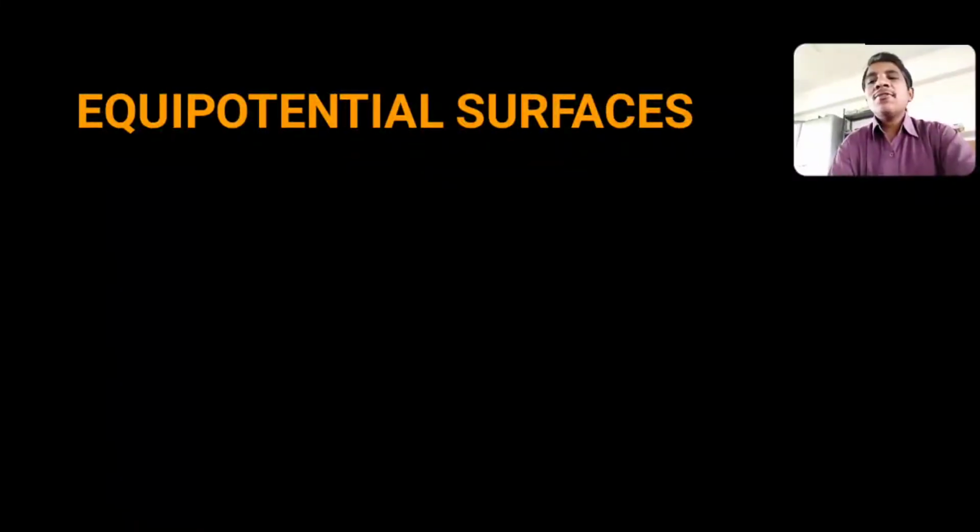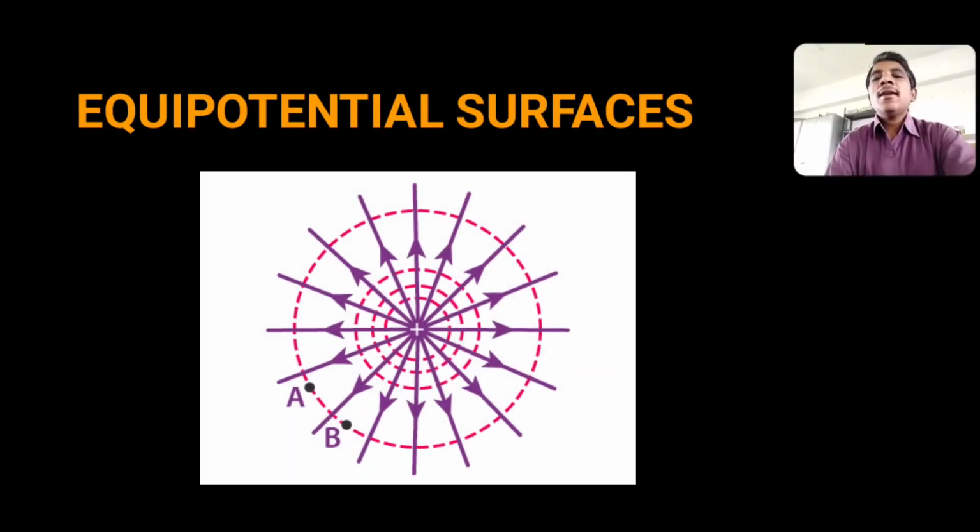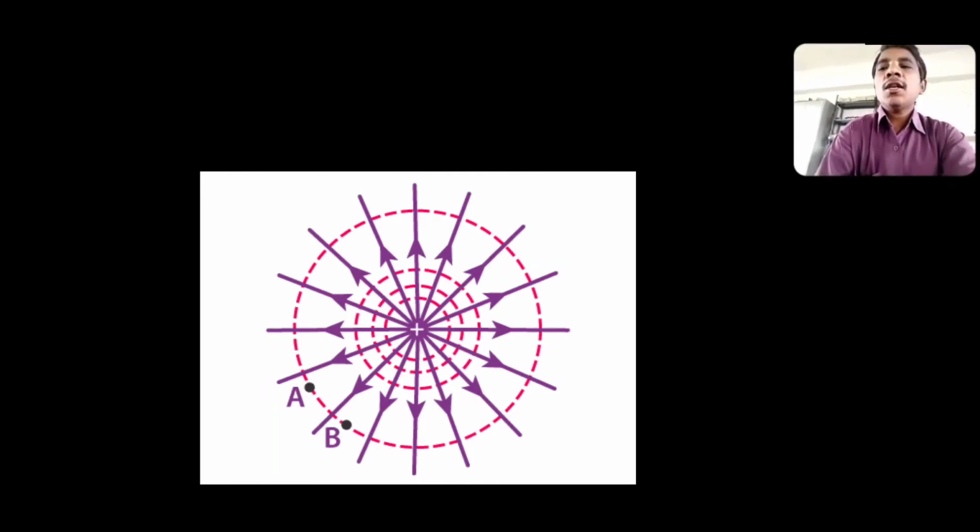Equipotential surfaces. Equipotential surface means where potential is equal on all the surface. The equipotential surface is an imaginary surface in the electric field of a given charge distribution in which all points on the surface are at the same electric potential. Let us go for sharing the file, the PDF file. After that we go.